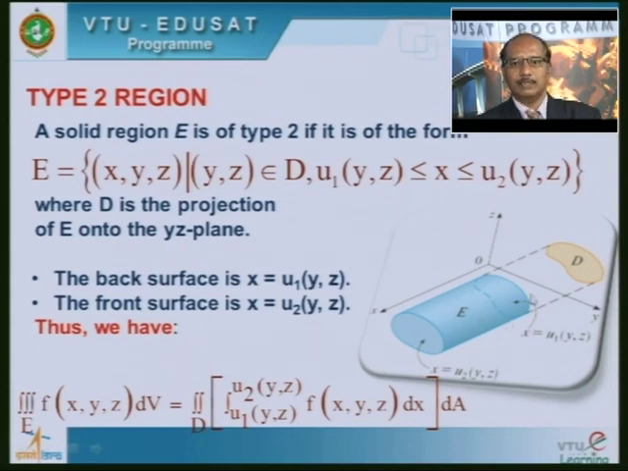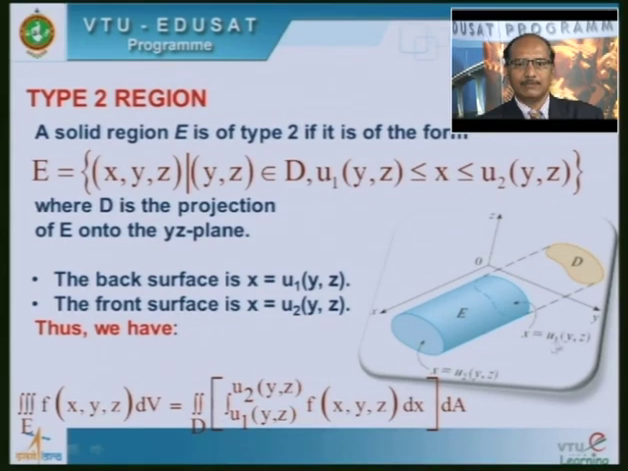Its projection should be taken on the yz plane. D is the projection of this solid E. Now, once you get the region, that is the plane region in the yz plane, you find the limits of that region D. So, here in this problem the triple integral is written as, first we integrate with respect to x, because x limits are functions of y, z here.